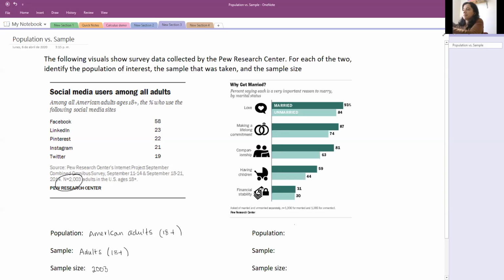The people who are married or unmarried, right? So you have a certain population of people, and you want to determine what the reasons that they consider to be reasons to get married are going to be, right? So this is either married or unmarried people.